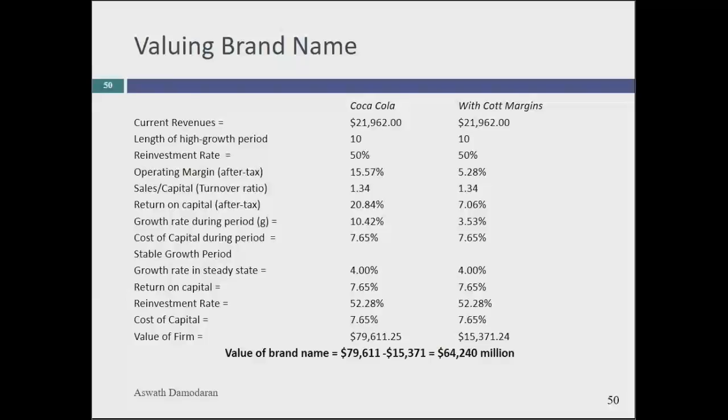You want me to add a brand name premium? I just gave you one, 64 billion. That's the difference between the two numbers. You want me to add 20%? Tell me why. I can't just add it because it's already in there.